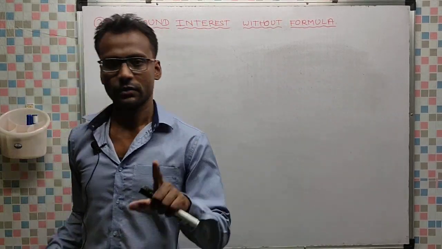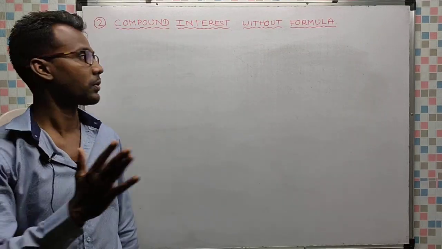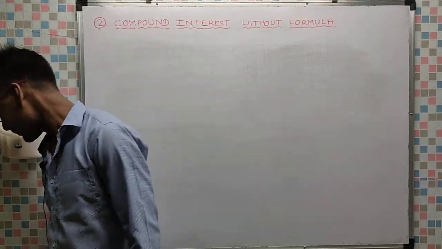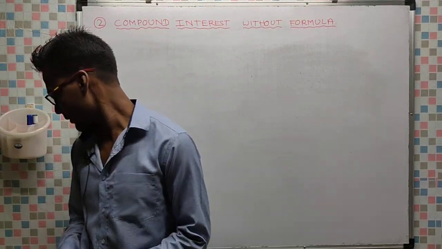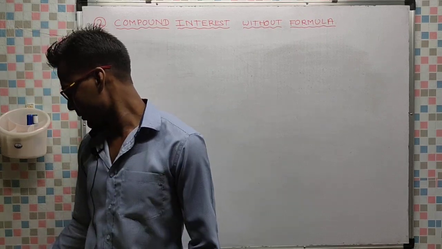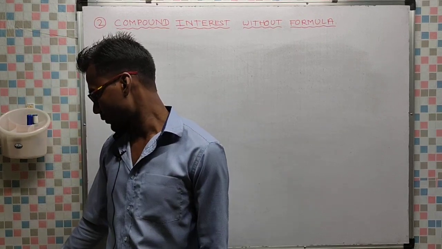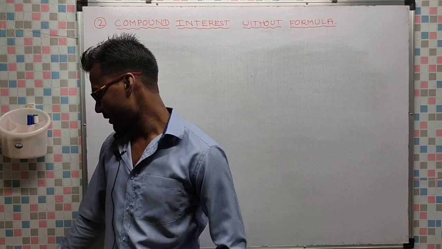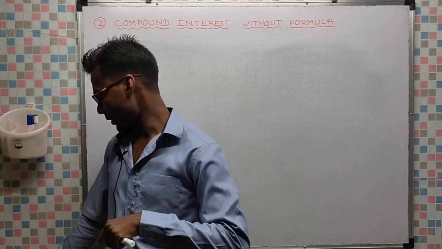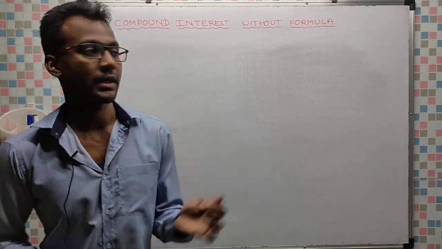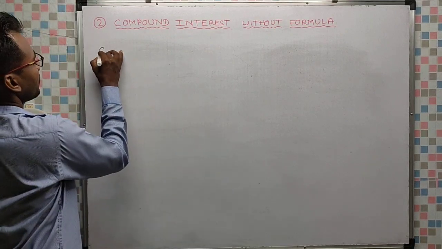I'll solve one more question. Okay, last question, then it will be end of part 2. Suppose we have a question, find the sum on which the difference between the simple interest and the compound interest at the rate of 8%, R is 8%.